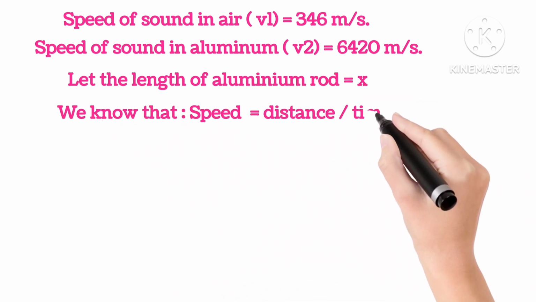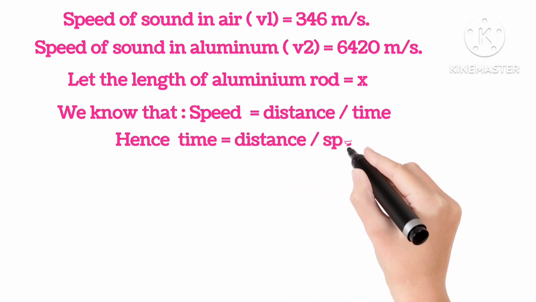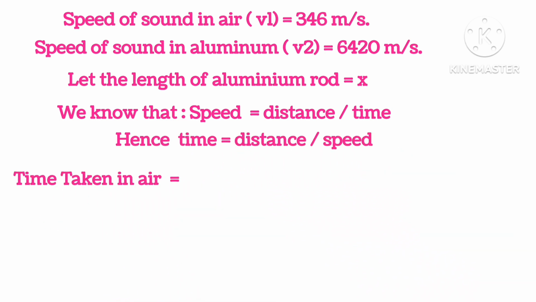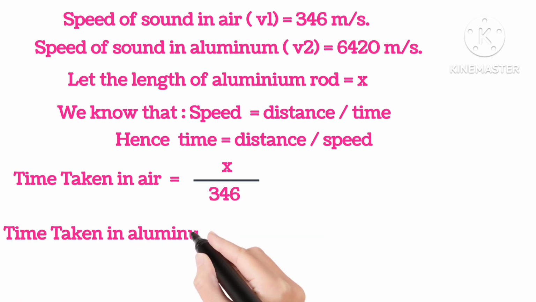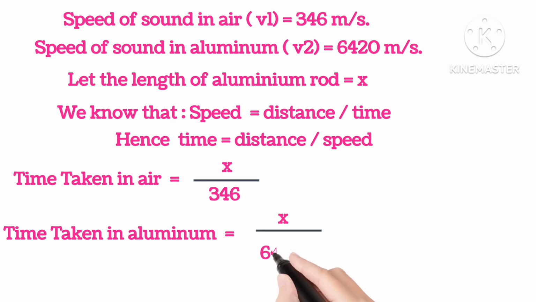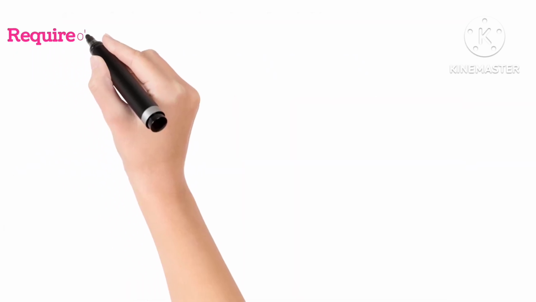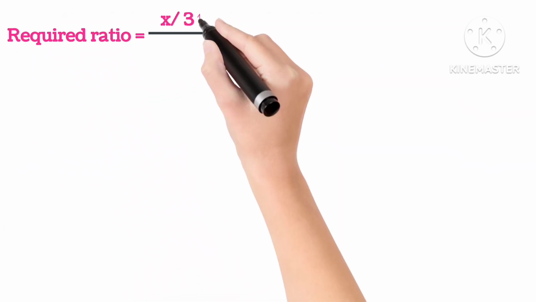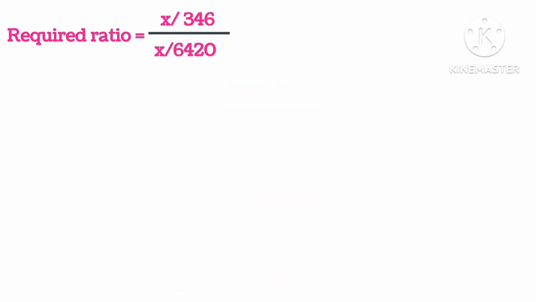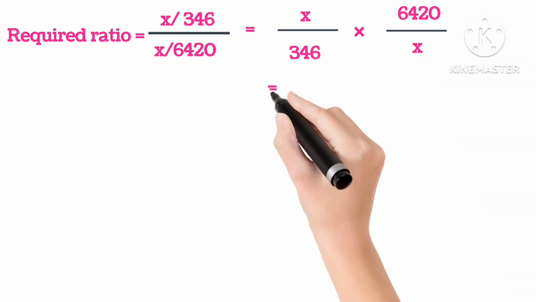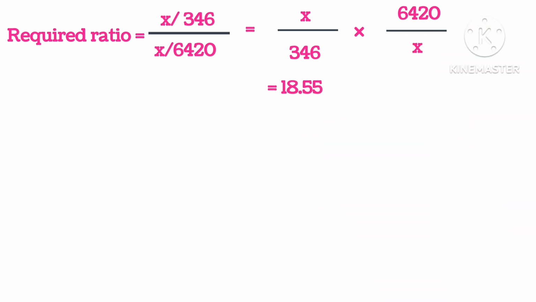So we know that speed is equal to distance upon time. Hence time will be distance upon speed. So time taken in air is x by 346. Time taken in aluminium will be x by 6420. Now the required ratio will be x by 346 upon x by 6420. So now solving the equation we get 18.55. So the required ratio will be 18.55 is to 1.